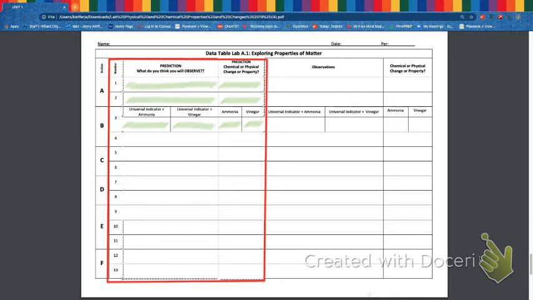All right, investigation 4 says, pour the contents of the test tube containing ammonia and the test tube containing vinegar together. So remember we had vinegar and universal indicator and ammonia and universal indicator. We're going to take those 2 solutions and mix them together. What color do you think it will be? And then identify as a physical or chemical property or change.